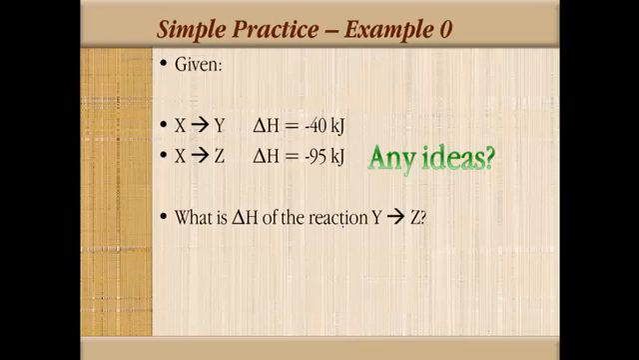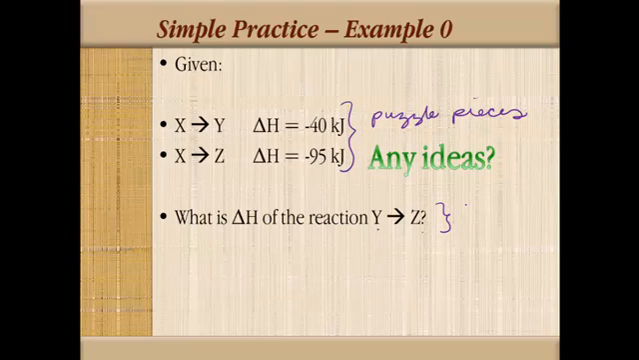All right, here's another pretty simple example. Given the fact that X turning into Y releases 40 kilojoules, and X turning into Z releases 95, we want to figure out the delta H for this reaction turning Y into Z. The way I think of these problems, these up here are kind of like the puzzle pieces. They're the pieces I have to work with, and this equation down here I call the big picture. Somehow we need to rearrange our puzzle pieces and put them together to give me the big picture.